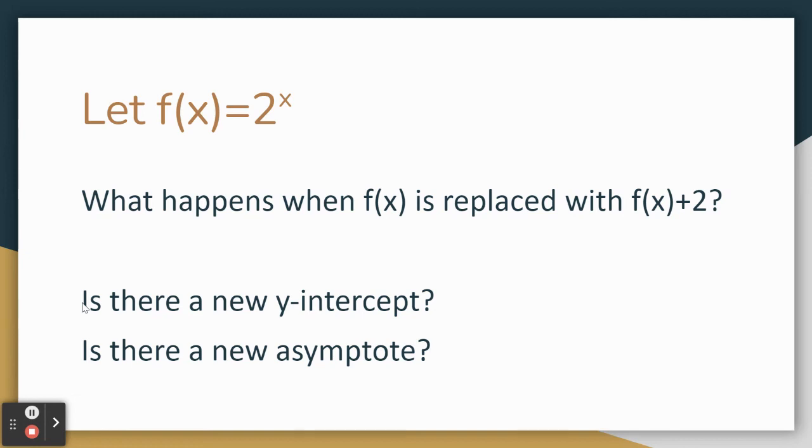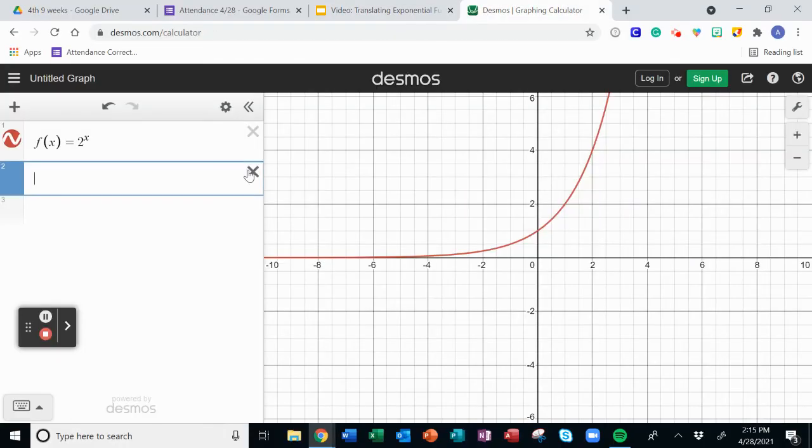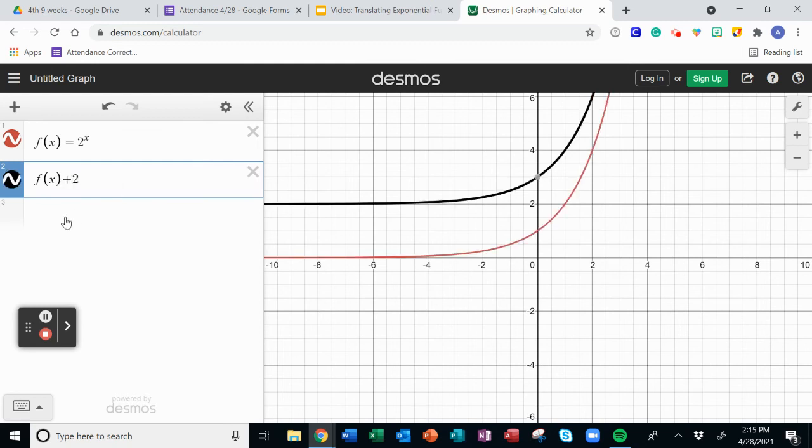Okay, let's take a look at this next one. What happens when f of x is replaced with f of x plus 2, and the 2 being outside the parentheses? We'll have a different kind of shift here. So let's go to Desmos and see what happens. Okay, so I'm going to type f of x, like I said, plus 2. It's on the outside.